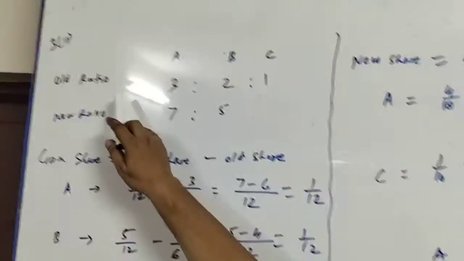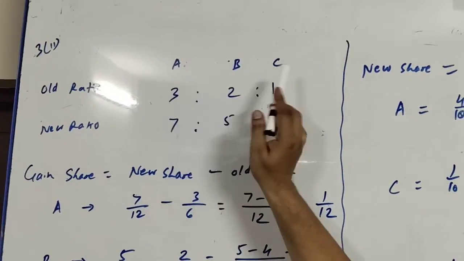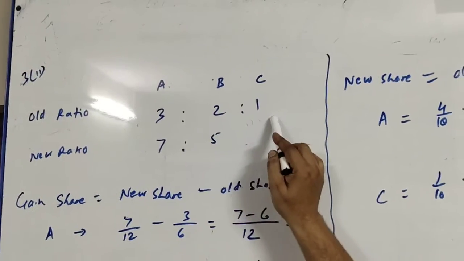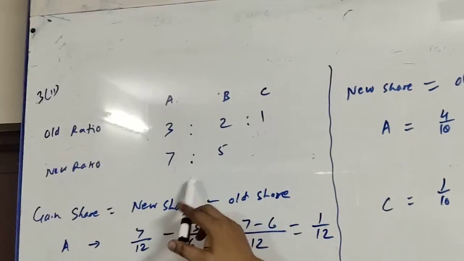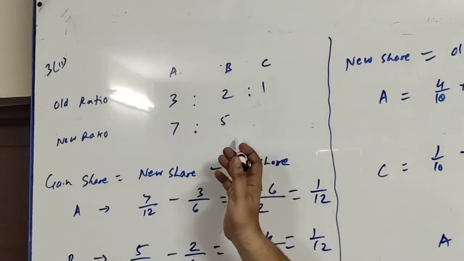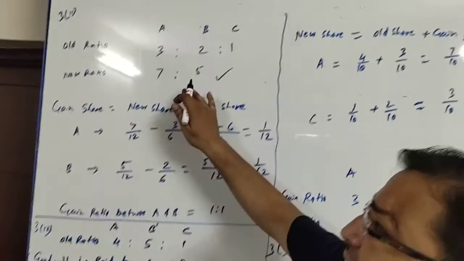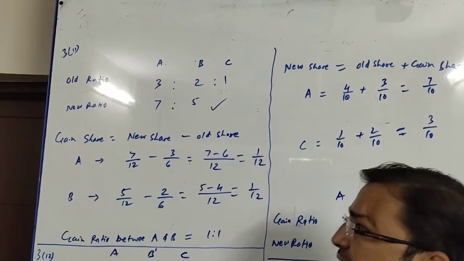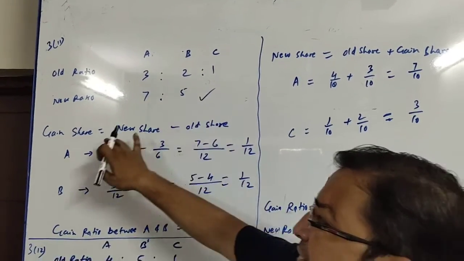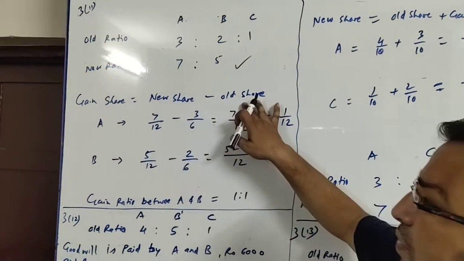How to solve it? Old ratio among A, B, C is 3:2:1 and the new ratio between A and B is 7:5. Now we are already given the new ratio, so we don't need to find the new ratio. We just need to find the gain ratio. For that we will find gain share. Gain share is what? New share minus old share.